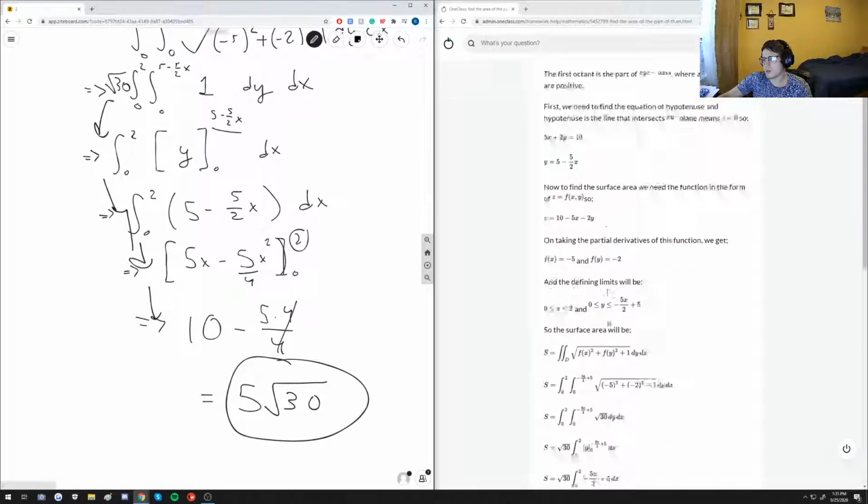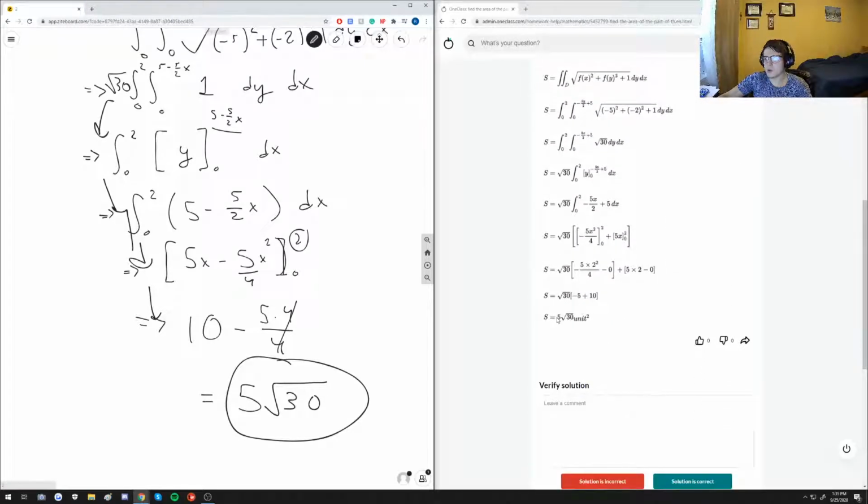And then in terms of units, this written response here has units squared. I'm guessing, yeah, it would be in terms of units squared. Okay, so that is the correct solution. Good job. All right.